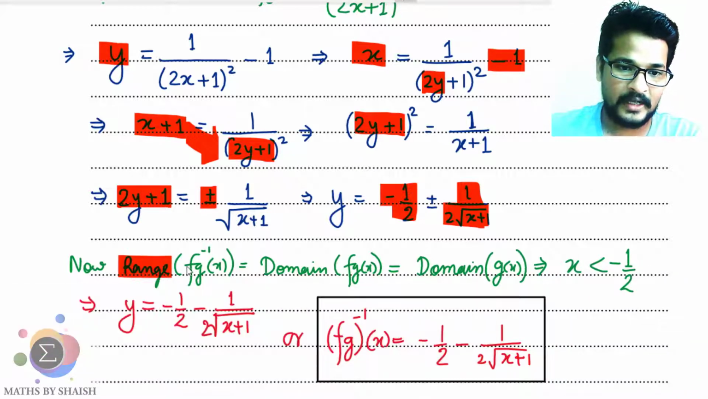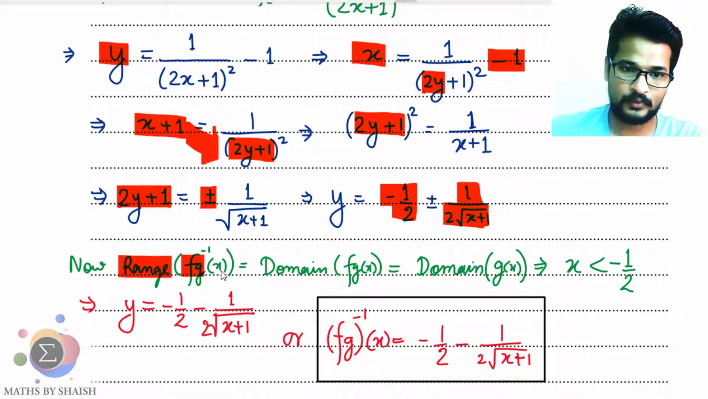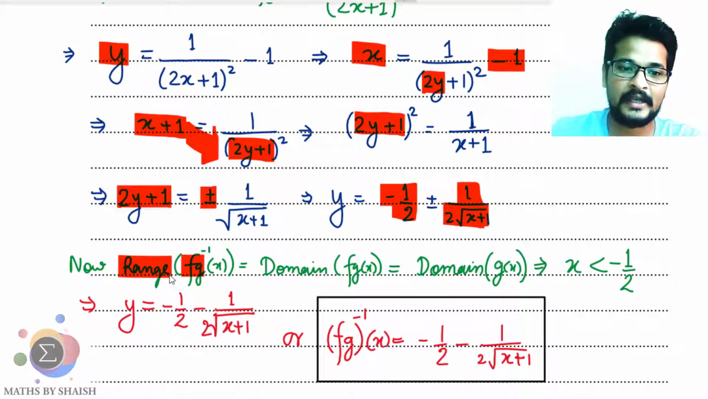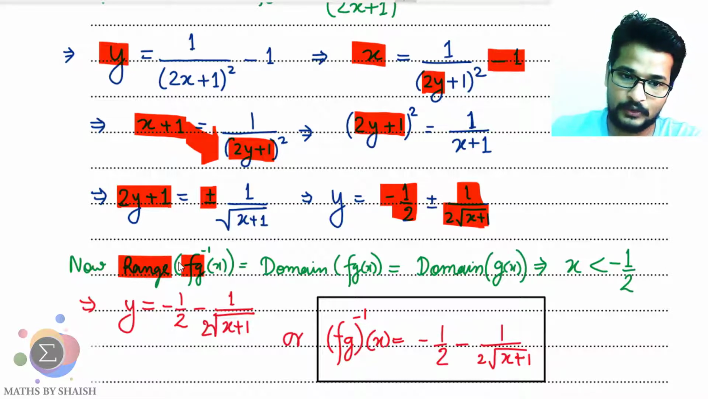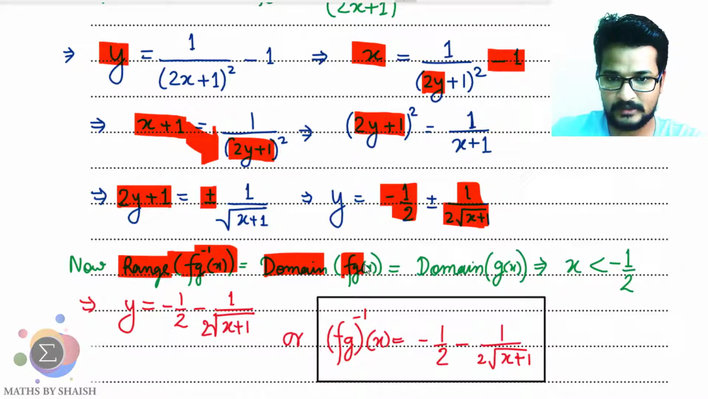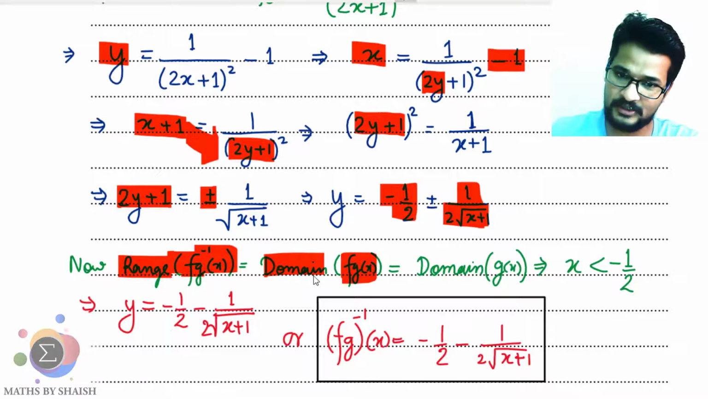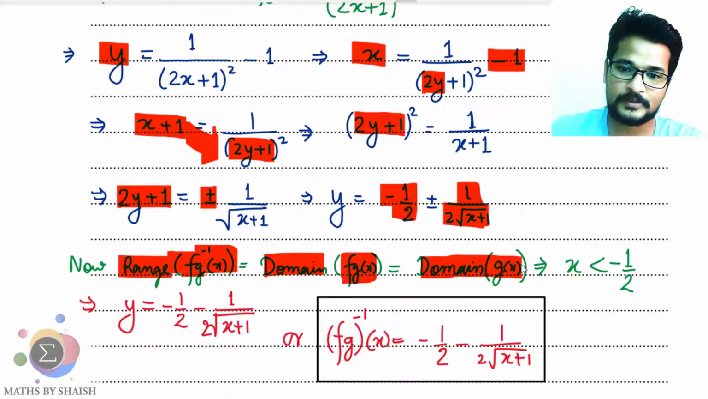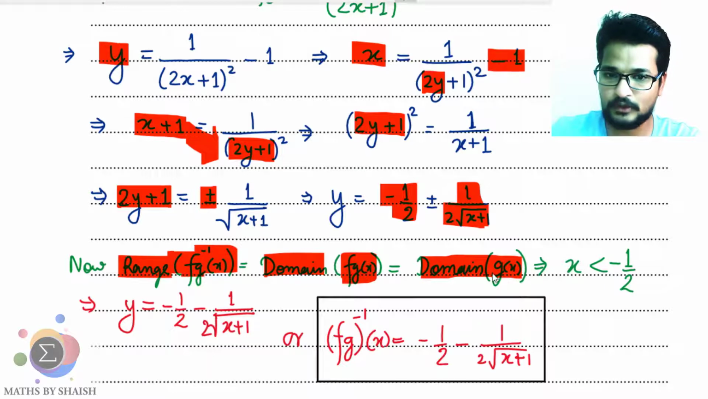Since we need to find the range of (fg)^-1(x), because we are going to decide whether we need the plus sign or minus sign, we will take the range of (fg)^-1. And we know the range of an inverse function is the same as the domain of the function, and the function in this case is fg(x). And for fg(x), we have to focus on the domain of g(x). That's how we decided in the last part which value of x we have to ignore.